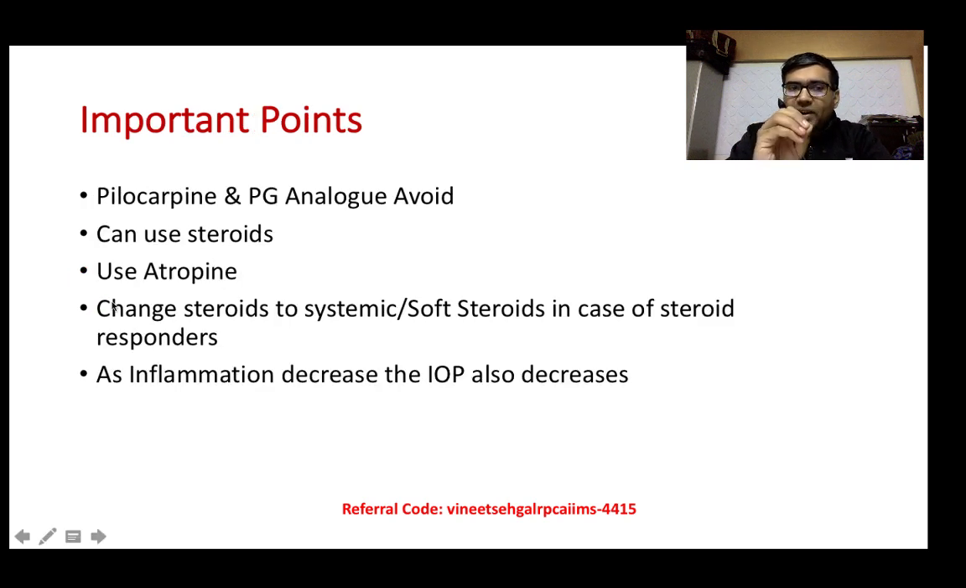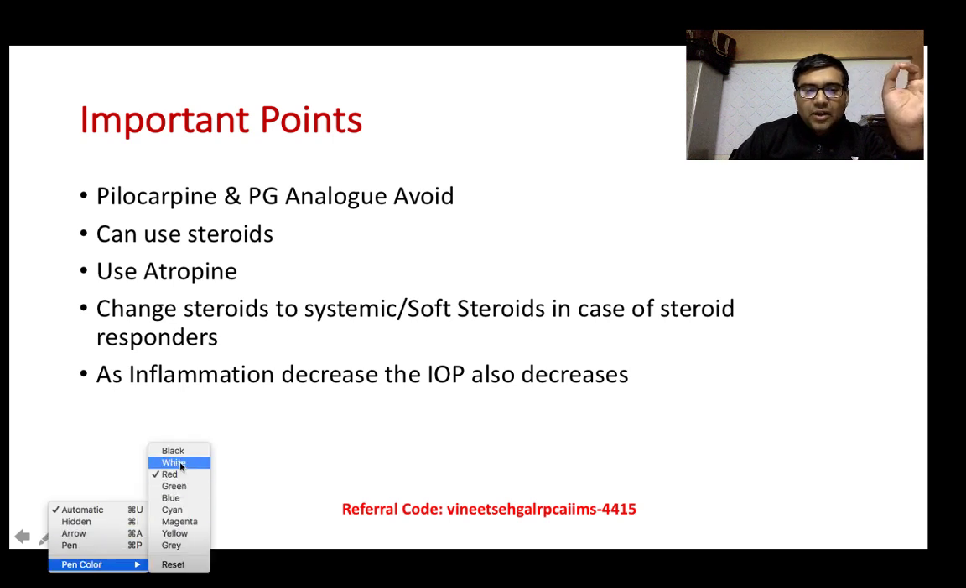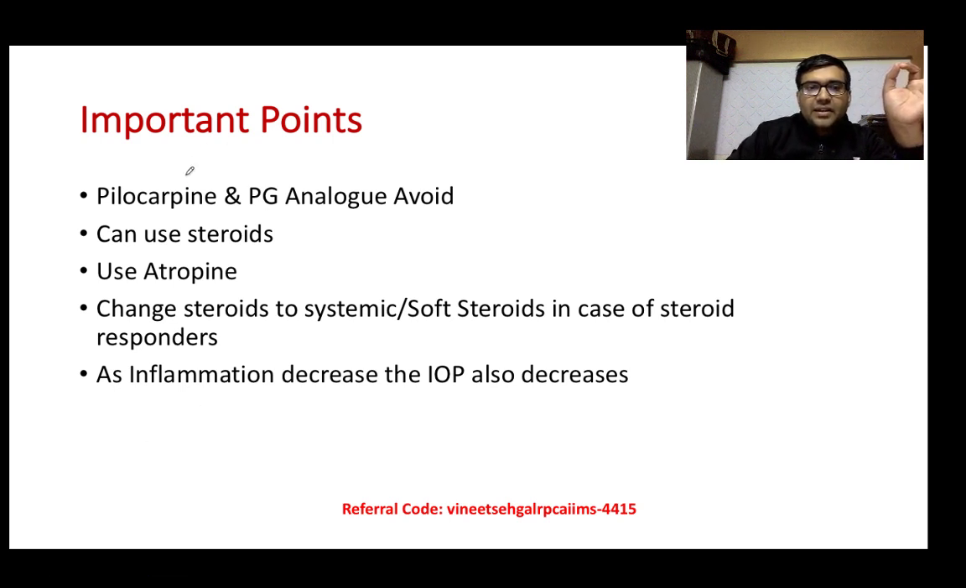Now, a few important points regarding the management of patients with uveitic glaucoma. First thing is to avoid, as I told you, pilocarpine and PG analogs. You can use steroids to decrease the inflammation. Please use atropine or any cycloplegic. What atropine and cycloplegics do is decrease the exudation from the vessels. Also, it prevents the formation of posterior synechiae, so the posterior synechiae are not formed and there is no iris bombe.